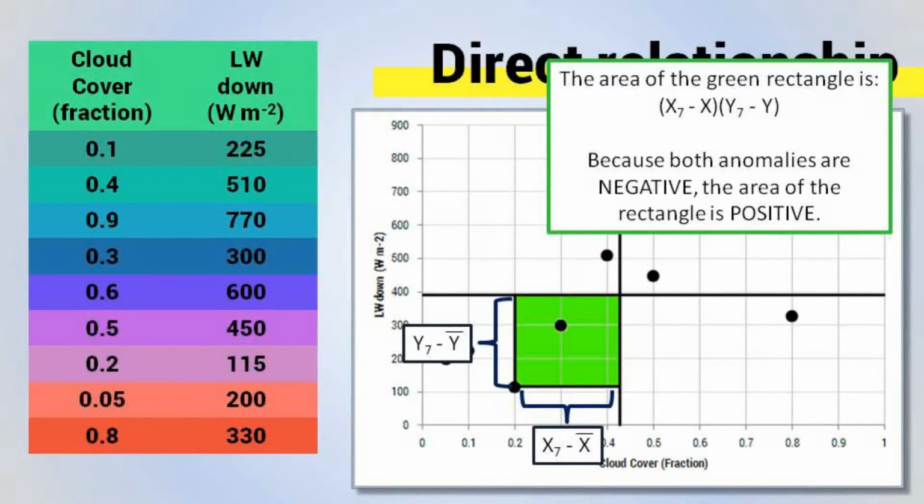And the area of that green rectangle that's on there is the quantity x7 minus x bar times the quantity y7 minus y bar. Oh, my bars are missing on the slide, okay, it's x bar and y bar. Now, because both x7 minus x bar and y7 minus y bar happen to be negative in this particular case, a negative times a negative is a positive, so the area of that rectangle there is positive.